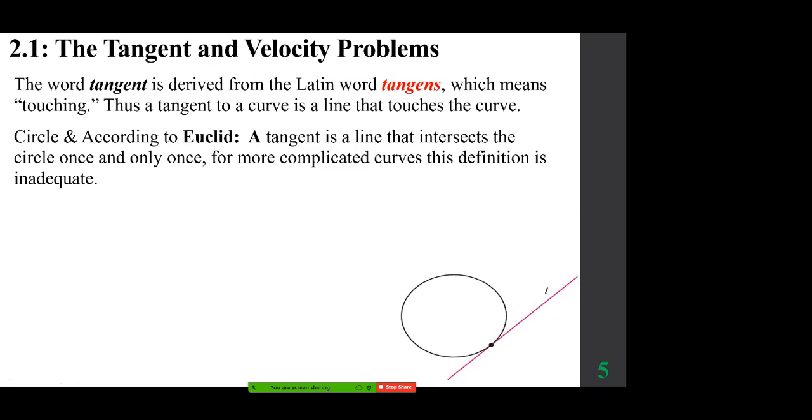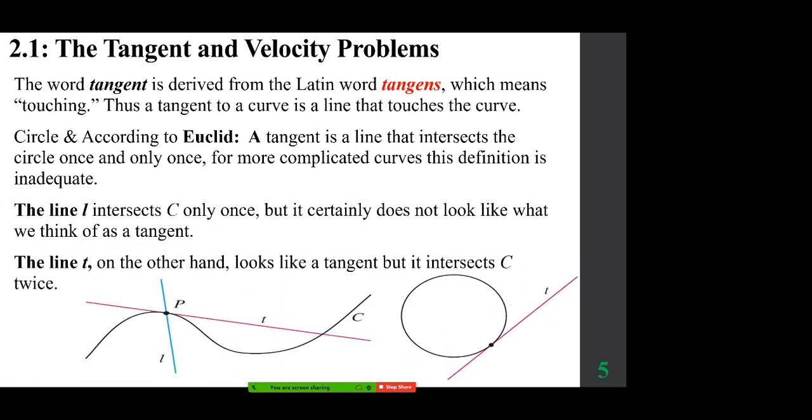However, let's see what happens as we move on. So what does it mean? The line intersects C only once, but it certainly does not look like what we think of as a tangent line. On the other hand, the line T is a tangent line, although it crosses the function more than once. Meaning the Euclidean definition doesn't work here, everybody.